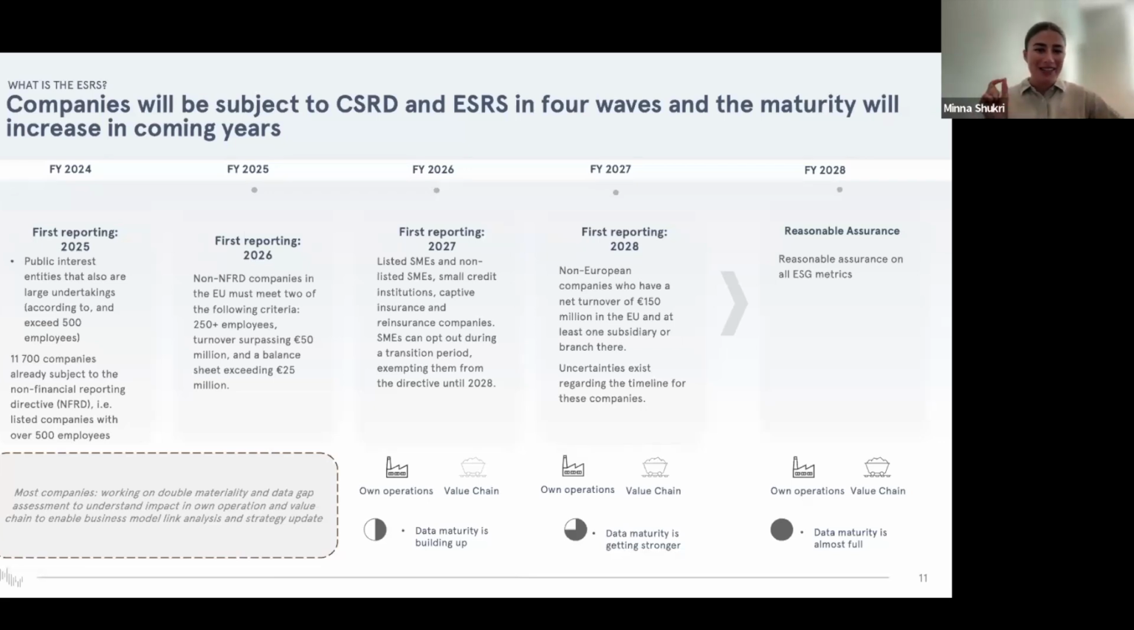And it's here where transparency becomes key. Just be transparent on where you are on the journey, what you have data on, and what you are already doing. And at the same time, it's just as important to be very clear about where you are lacking data and what your plan is for reaching reasonable assurance and a stronger data foundation for the future.